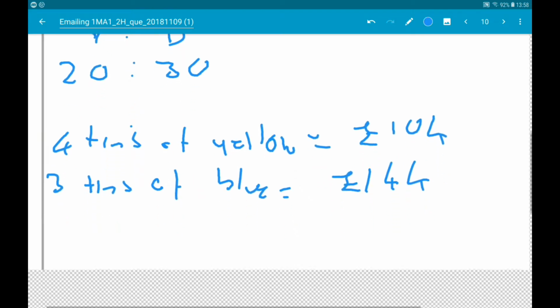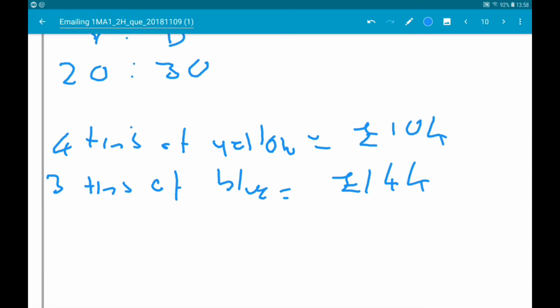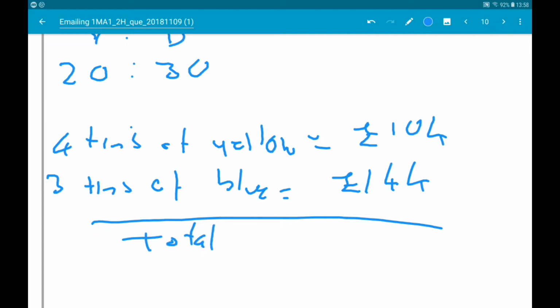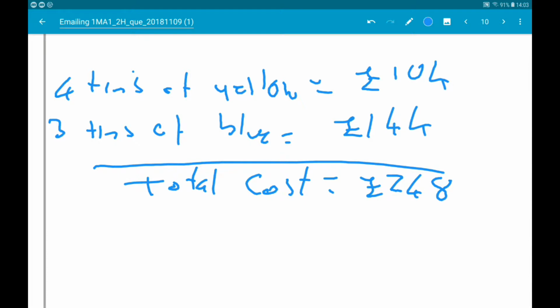So from that we can get his total cost. So his total cost is £104 and £144, so £248. That's the cost to make 5 tins. From that then, we can work out the cost of 1 tin.